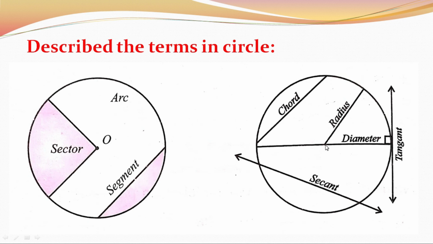Radius. From the center, any distance is called radius. Diameter. A line that touches both sides of a circle and passes through the center is called diameter. When a line touches one point of a circle externally, it is called a tangent.